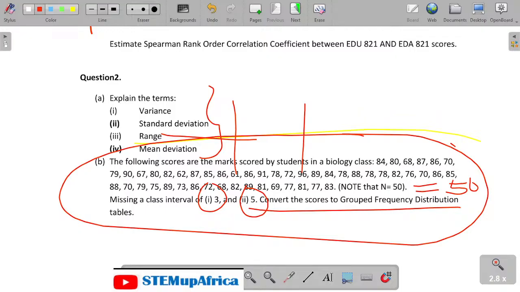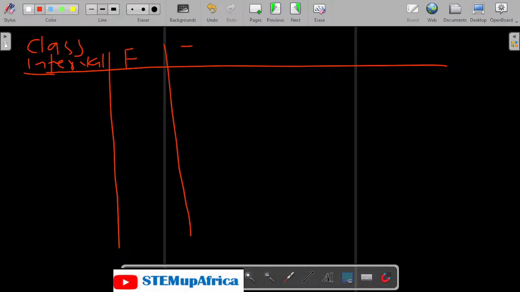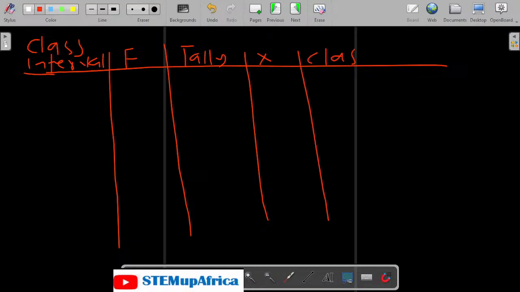So how do we use this to form the frequency distribution table now? We are using the first one first, a class interval of 3. So I will form the table by drawing columns. In the first column I will write class interval. Then here will become frequency. Here becomes tally. Here becomes your class mark. Then you can still put a class boundary. So let's stop it here.